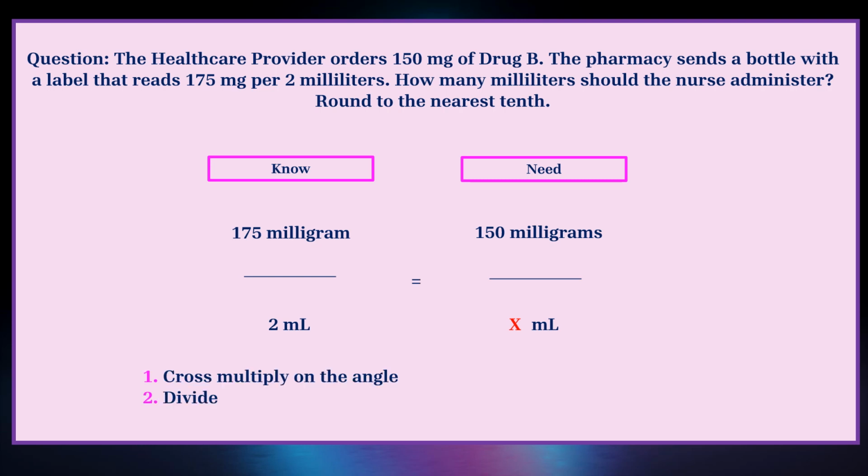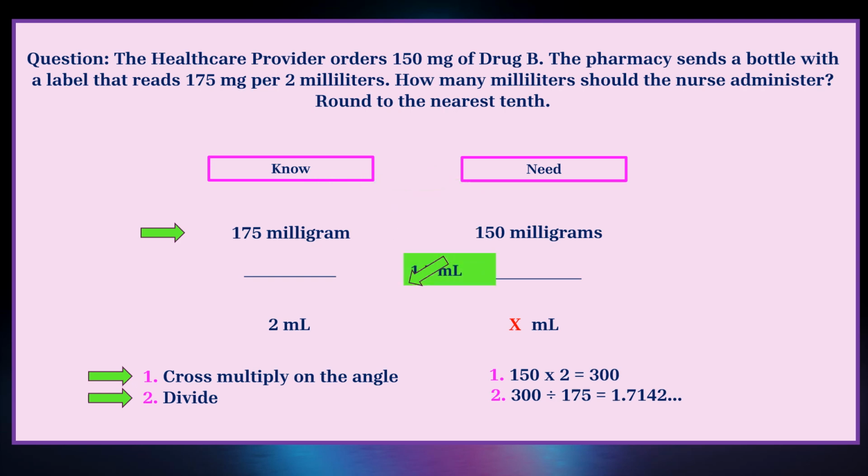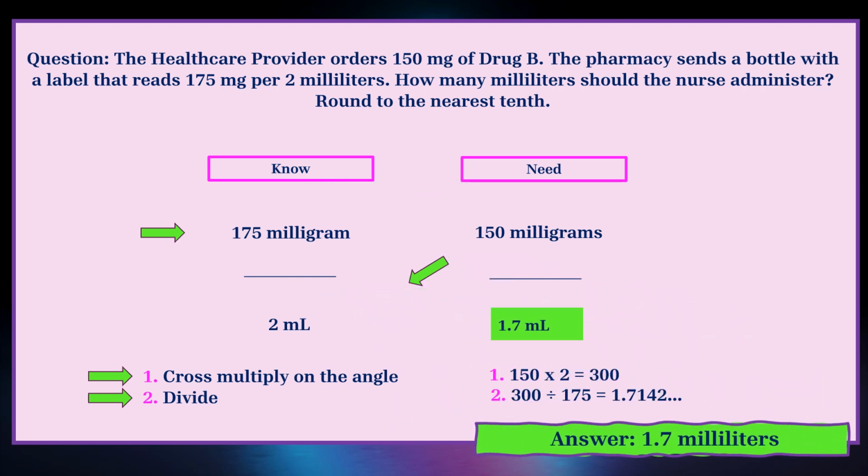Cross multiply on the angle and divide. So 150 times 2 is 300, and divide by what's left over. So 300 divided by 175 equals 1.7142, and we're going to round that to 1.7. So our answer is going to be 1.7 milliliters.